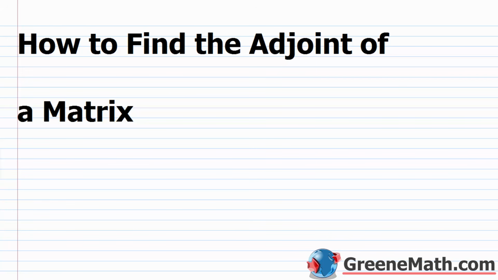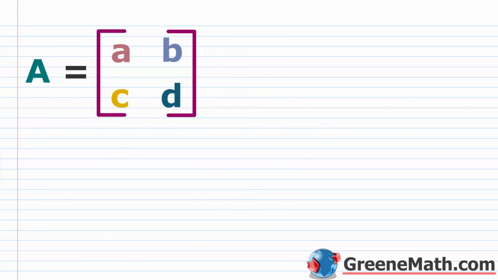In this lesson, we want to talk about how to find the adjoint of a matrix. The adjoint of a matrix, which is also referred to as the classical adjoint if you're in a linear algebra course, or the adjugate, is found using two easy but, I would say, tedious steps. The very first thing you want to do is make a matrix of cofactors.